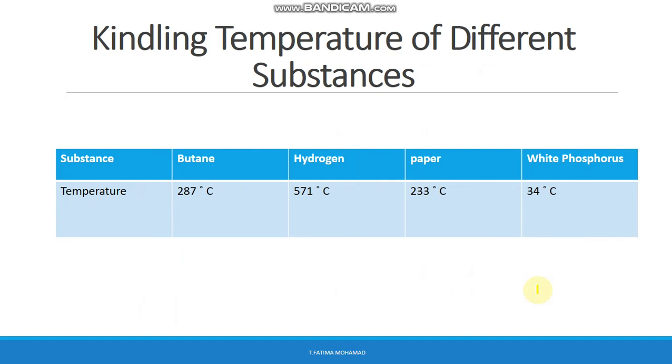Kindling temperature of different substances. Here we have a table showing the kindling temperature of different substances. Butane is 287 degrees Celsius, hydrogen 571 degrees Celsius, paper 233 degrees Celsius, white phosphorus 34 degrees Celsius. As you can see, white phosphorus is the easiest substance to burn because it has a low kindling temperature, while hydrogen is the hardest among these substances because it has the highest kindling temperature.